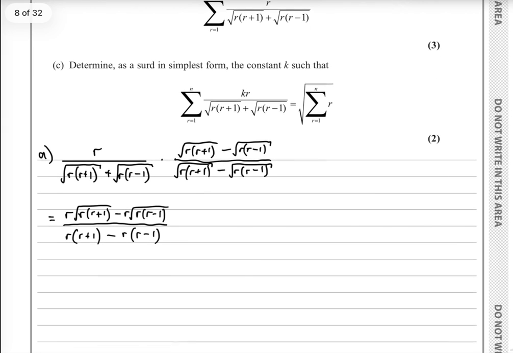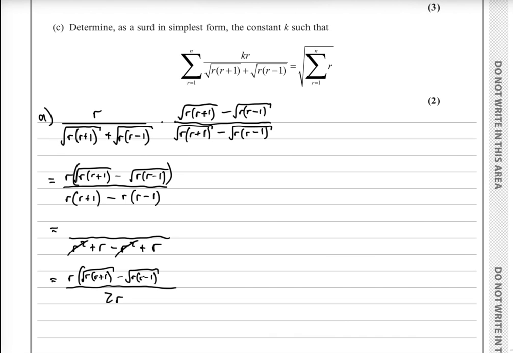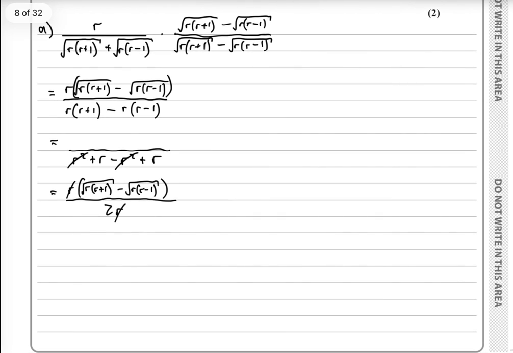And I can see what's going to happen in the denominator, so actually I'm going to leave that in brackets. Because here, as we expand these out, we're going to have r squared plus r minus r squared plus r. These two are going to cancel, and the other two are going to add together to give 2r, which will cancel with the r in the numerator. Very similar to the last question like this that I did. Just finish it off here.